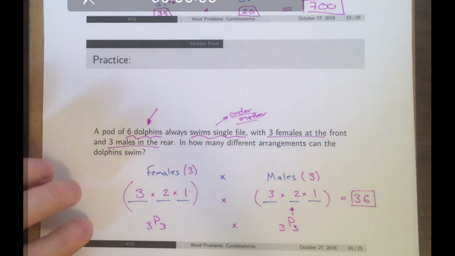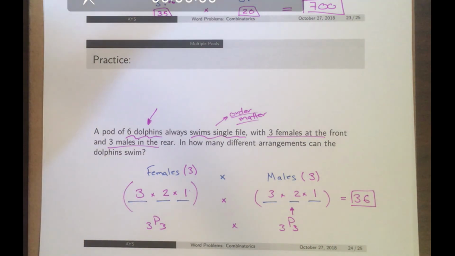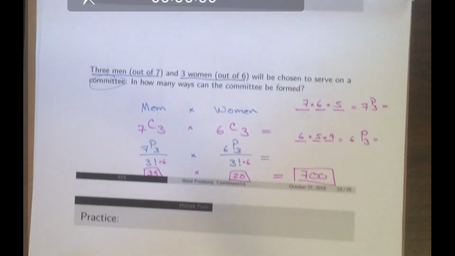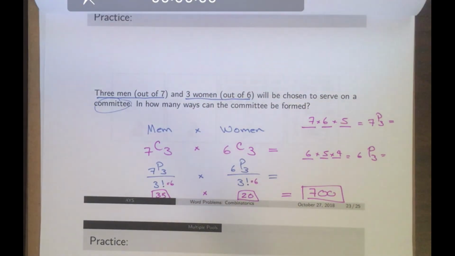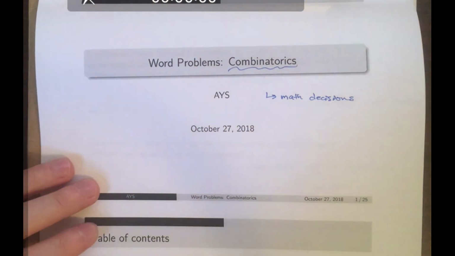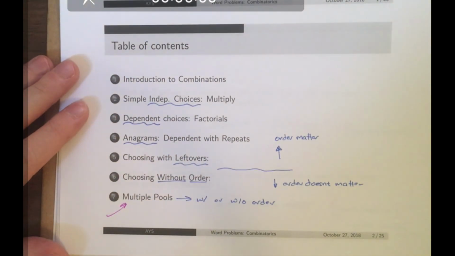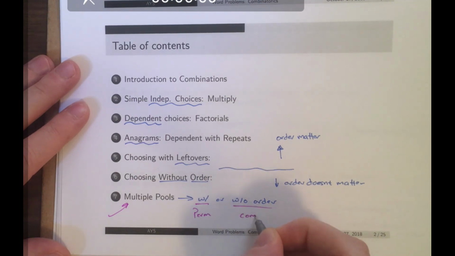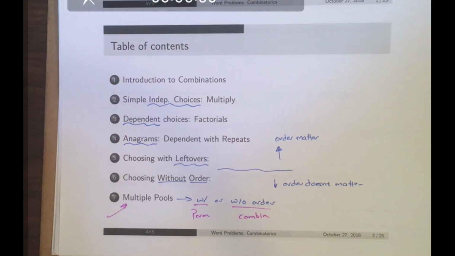So notice that this question is also multiple pools. We're dealing with the males and the females separately, but it's a permutation question. This question up here, multiple pools. Again, we're dealing with men and women separately, but this is a combination question. So in the very beginning, we said this last topic, multiple pools, can be done with order, meaning permutation, or it can be done without order, meaning combination. All you have to do is make sure you keep your pools separate.